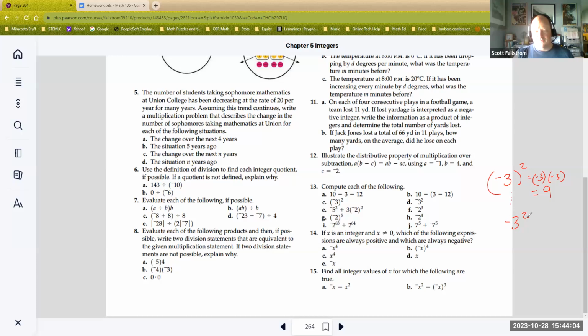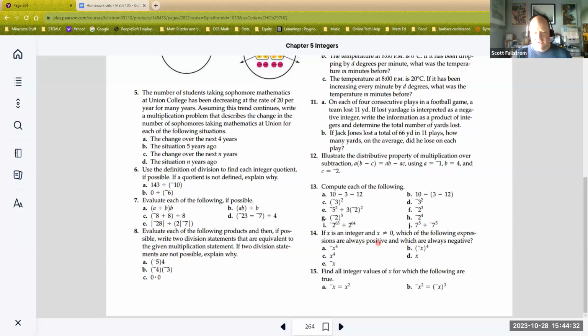If you do -3 squared without the parentheses, the object being squared is just the 3. And so this looks like, and think about this opposite out in front here, as the opposite of 3 times 3, which would be -9. So be careful about those, how you write them, as the opposite of something is different than the value itself.